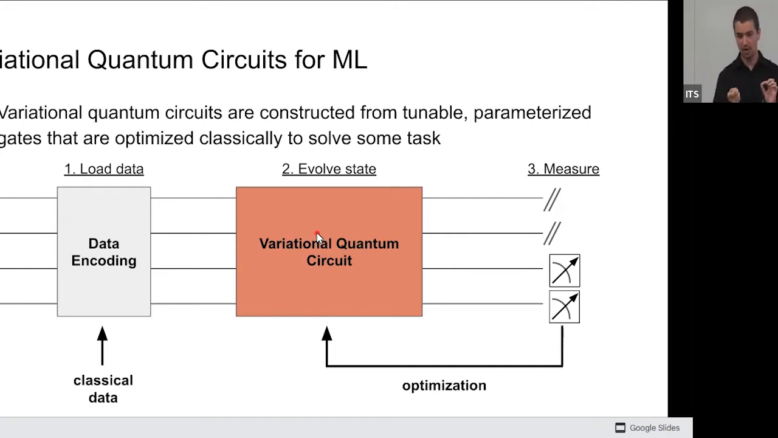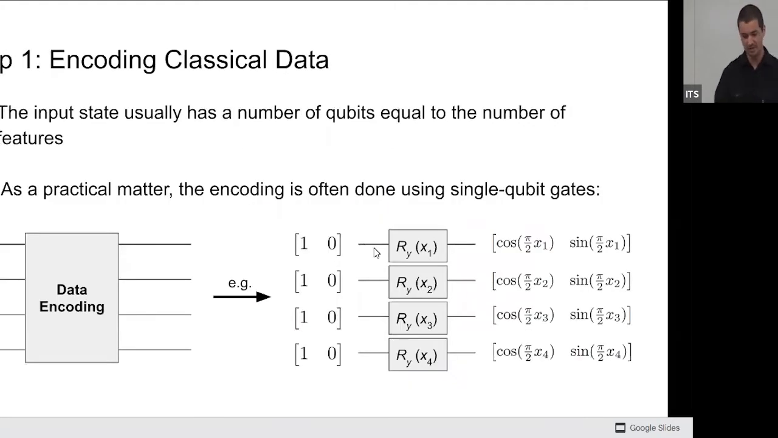And then you tune those parameters to get a state at the end that you measure and get some useful result out of. And that result can allow you to then optimize, go back in a loop, tune the parameters further, measure it again, tune further, and converge to some good solution to your problem. That's the very high-up view of what this variational circuit algorithm does. So just to be more concrete, let's go step by step.